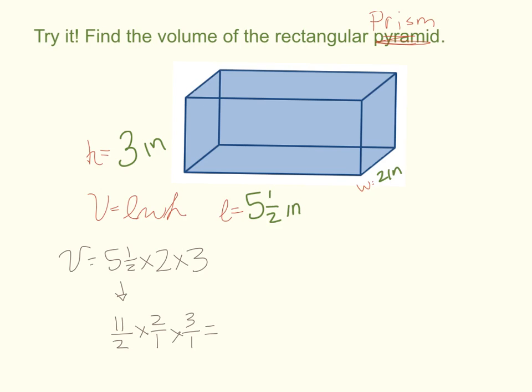So 11 times 2 is 22. 22 times 3 is 66. I had to think about that for a second. 2 times 1 times 1 is 2. 2 goes into 66, or half of 66 would be 33 inches cubed. Remember, I'm cubing this because we're working with volume as opposed to area or surface area. Hopefully you got that one correct. I have another one for you here. If you have questions, now would be a great time to pause and ask them.